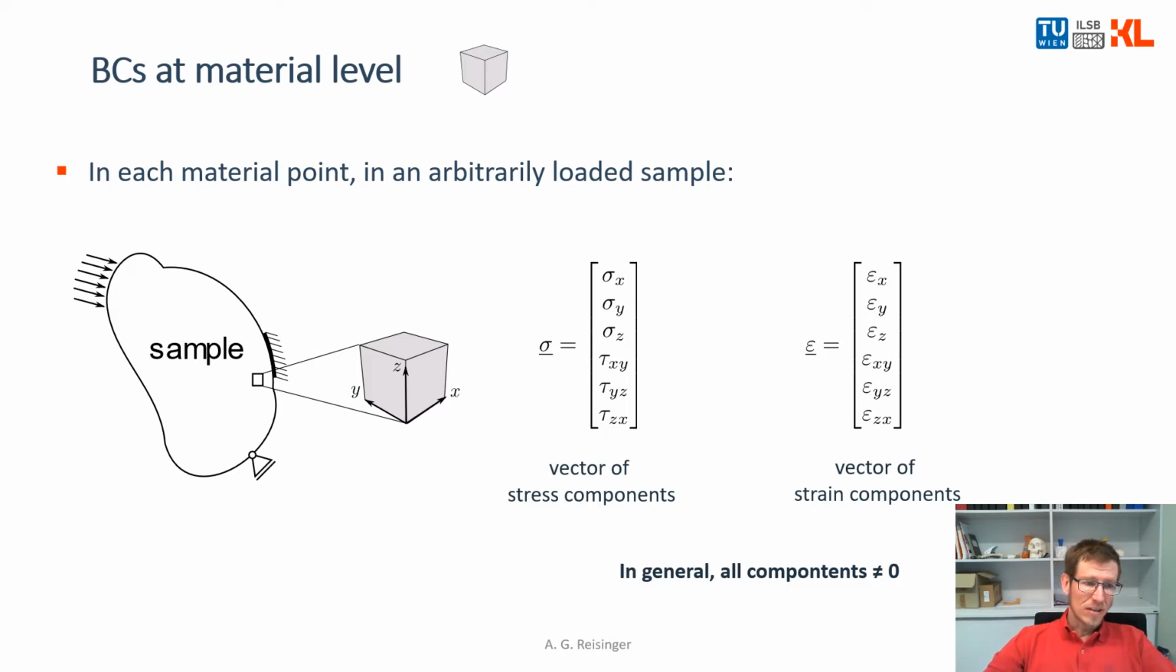And these numbers are changing when you move through the sample. So it's actually a very complicated state the sample is in. You have in every point of your sample 12 numbers, 6 for stress, 6 for strain, and they are changing depending on location. And in general, for this generally shaped potato sample, all these components are different to 0.